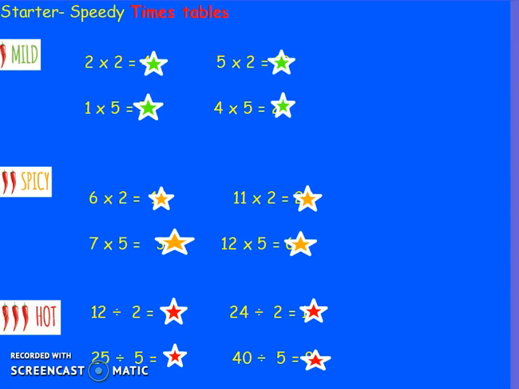On the board, you'll see the Speedy Times Table challenge to get your brains warmed up this morning. You've got a times table grid in your home learning packs to help you if you need support. Please pause the video, have a go at as many as you can, give yourself 2 minutes and press play when you're ready to go through the answers.